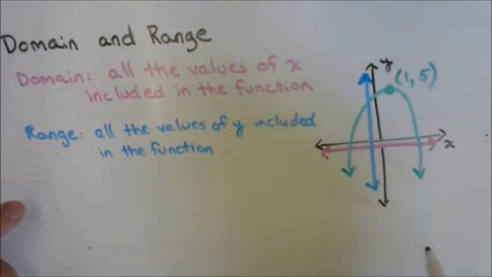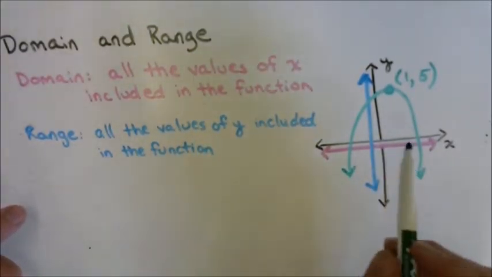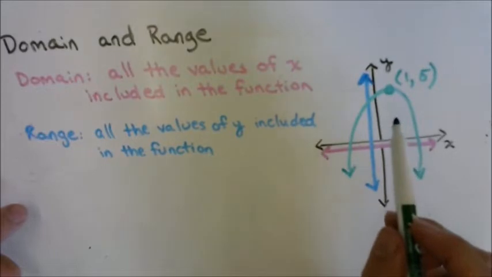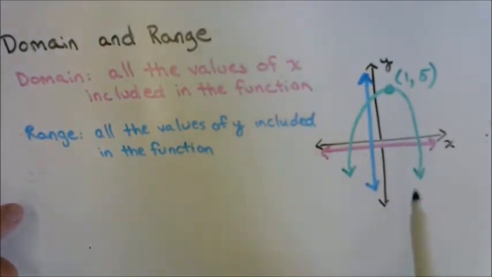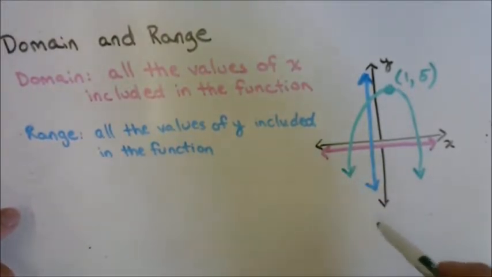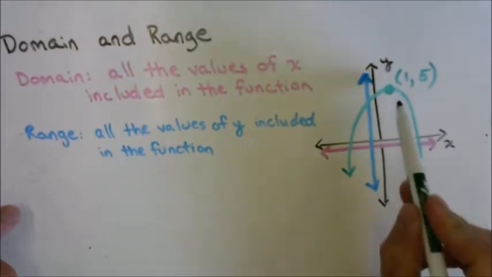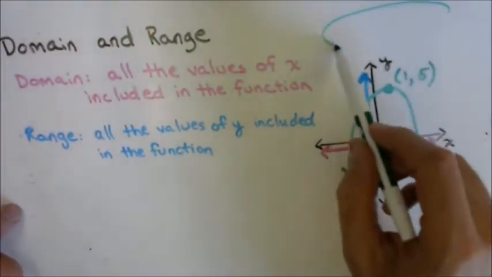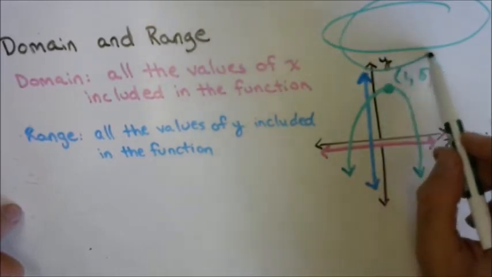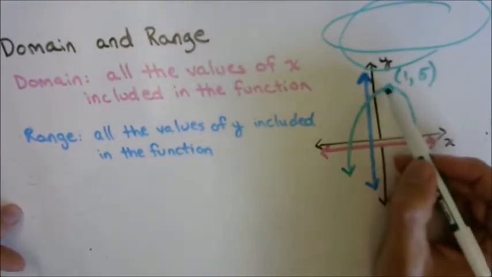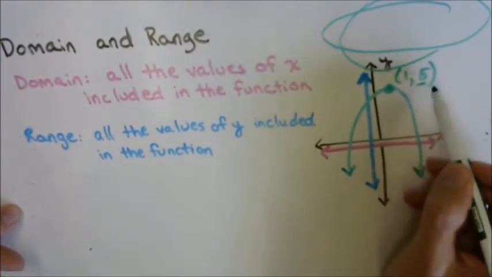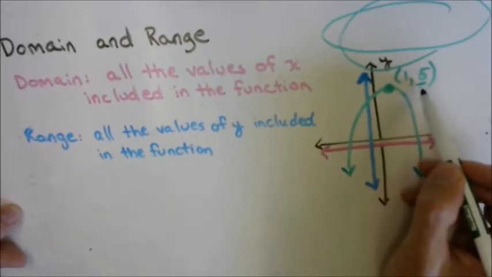There's no restrictions. Any value of x from negative infinity to positive infinity is included in the green parabola because it goes forever. Now let's look at the range. Is the range also infinite? Or is there a restriction? Good. If I look going down, there's no restriction. It can go to negative infinity. But if I look going up, there are no values for y up here. As a matter of fact, there's no values for y above y equals 5.